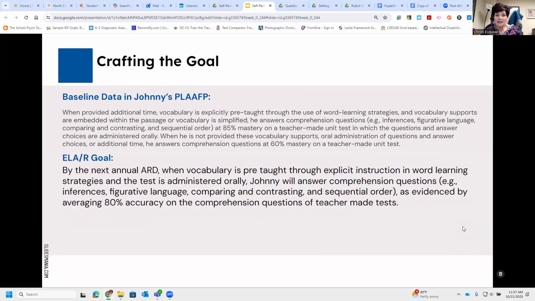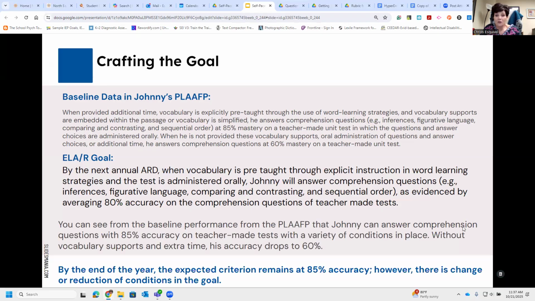Now, let's use Johnny's data to craft a measurable annual ELAR goal. So our time frame, by the next annual ARD, the condition, when vocabulary is pre-taught through explicit instruction and word learning strategies, and the test is administered orally. The behavior, Johnny will answer comprehension questions. So inferencing, figurative language, comparing and contrasting, and sequential order. The criterion, as evidenced by averaging 80% accuracy on the comprehension questions of teacher-made tests.